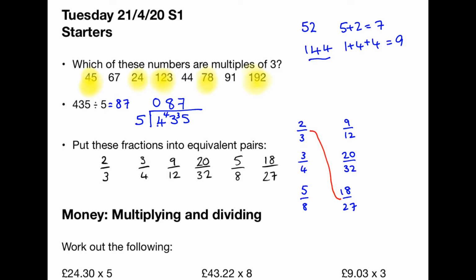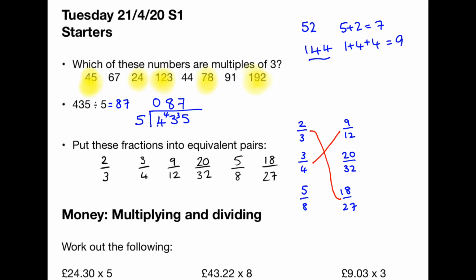Right, let's look at 3/4 next. And so look at the fractions we've got left. So 3 times 3 is 9, and 4 times 3 is 12. So that's the right one, because the top here, the numerator, and the denominator, have both been multiplied by 3 to give us the numbers in this fraction. So we can also say that 3/4 is equivalent to 9/12.